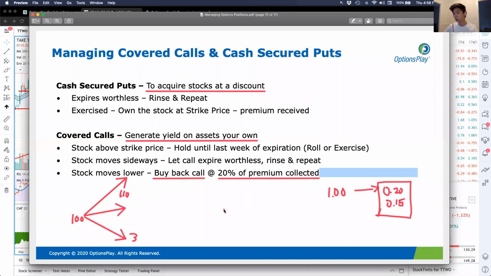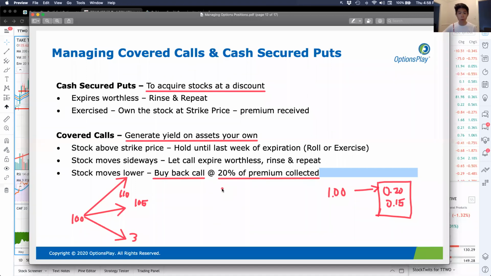And then what you want to do is maybe sell a lower call at this point. So let's say the stock declines to $95. You sold something for $1. It's now trading at 20 cents. Now, maybe instead of selling a 110 call, maybe now you want to sell a 105 call and collect maybe another $1 and try to do this over and over again. So that's the general rule of thumb as far as how you manage a covered call and cash secured put.